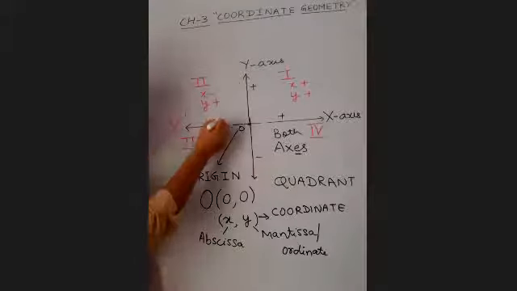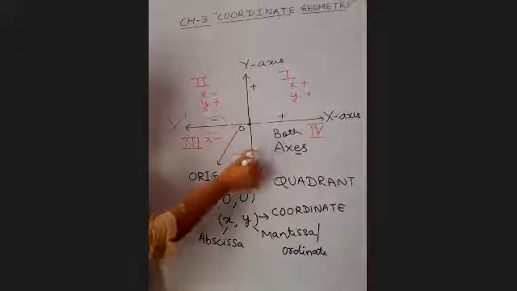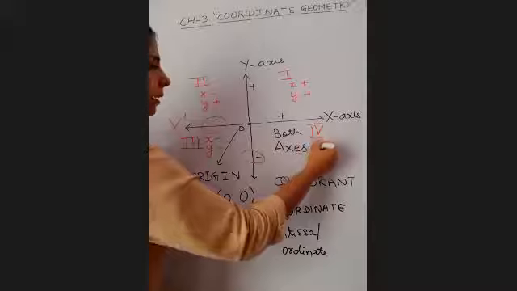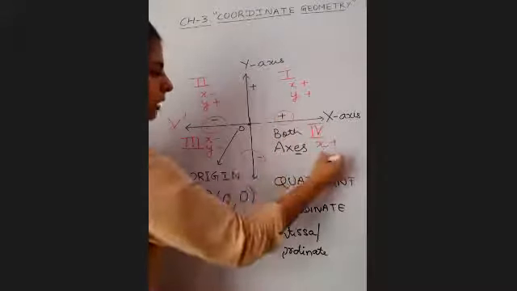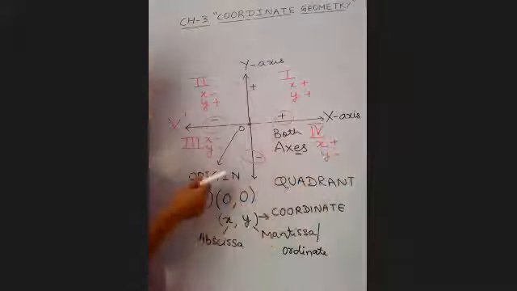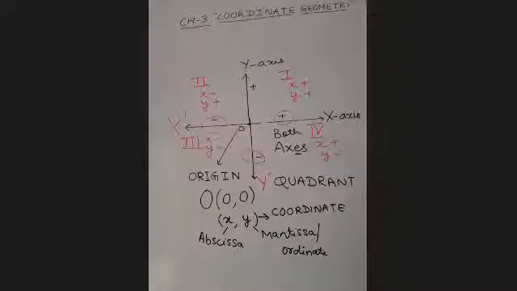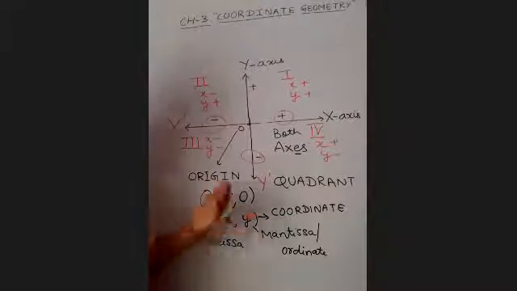In the third quadrant, x is negative, y is also negative. In the fourth quadrant, x is positive, y is negative. And the negative direction of the y-axis is represented by y dash. All these things we discussed yesterday, nothing new. It was just a revision.